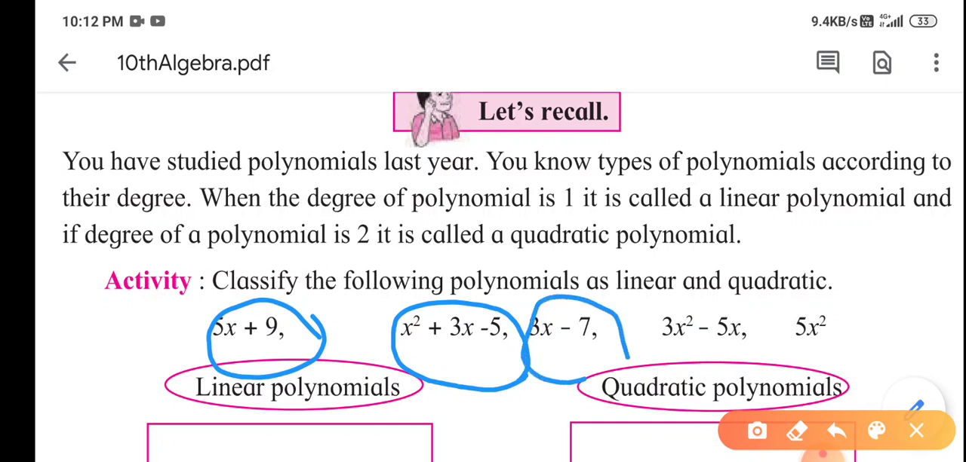Next, 3x minus 7. Which polynomial is this? This is a linear polynomial, because the highest degree of the variable is 1 here. Now in the example 3x square minus 5x, the highest degree of the given polynomial is 2. That's why this is a quadratic polynomial. And in the last example, 5x square, the degree is also 2. That's why this is a quadratic polynomial.